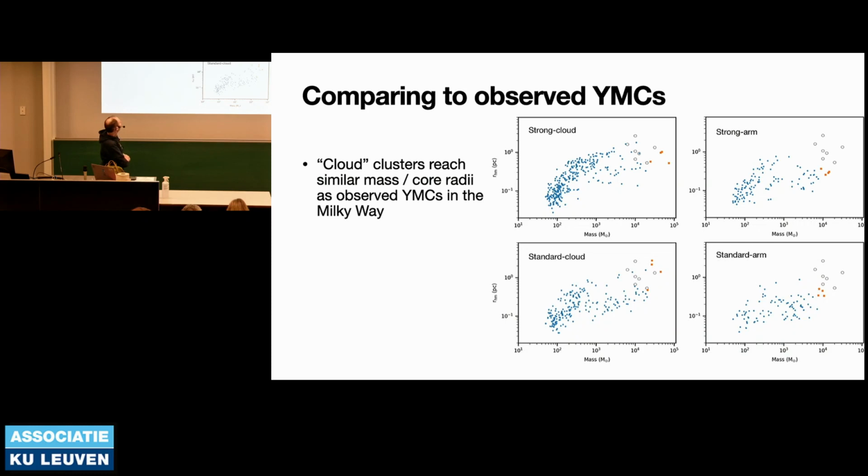So we find that our most massive clusters from these simulations actually do look a lot like the observed clusters of similar ages in our Milky Way in terms of the half-mass radius and the mass. So nothing conclusive, there's lots of stuff missing, but it does seem to point in the right direction, which is nice.